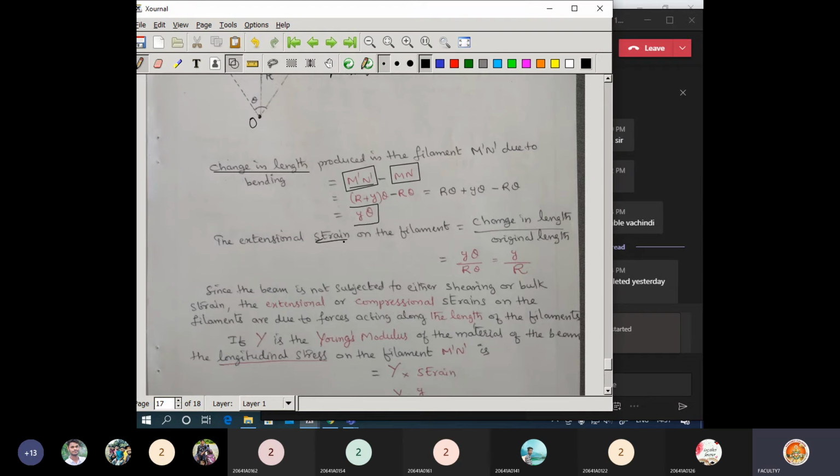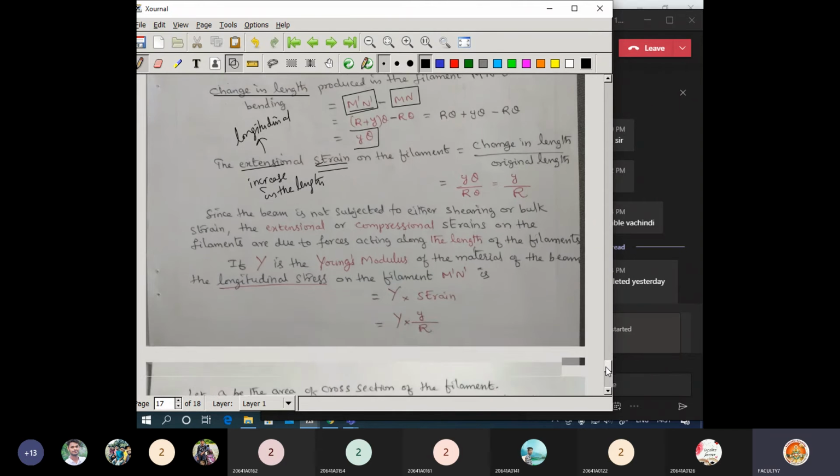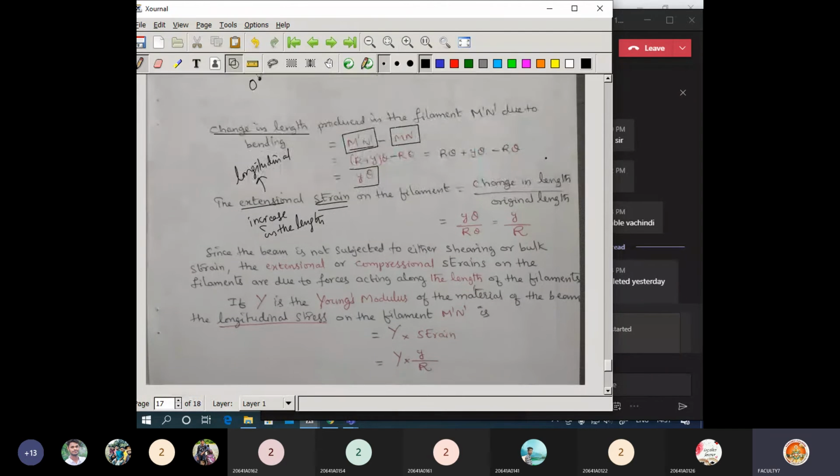Now go with the strain. Extensional means nothing but the longitudinal strain. Longitudinal strain or extensional strain. Okay. What is the meaning here? Extension means increase in the length. How can you give that? It is the change in the length by the original length. So that is the thing you got here.